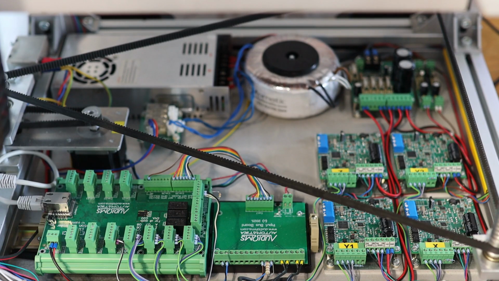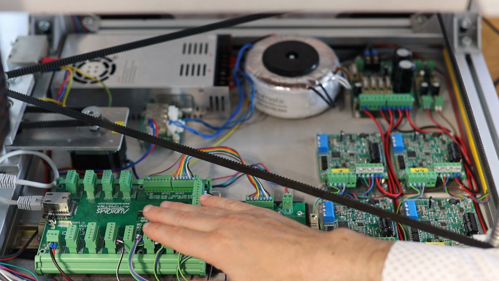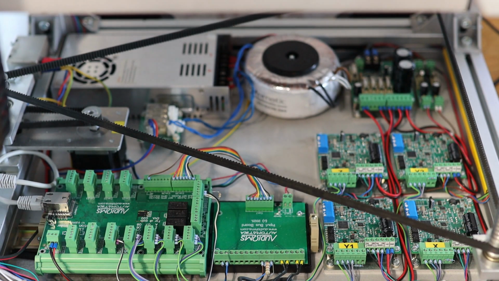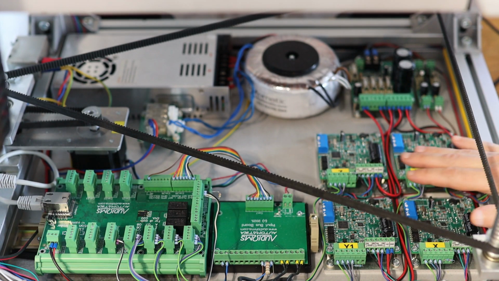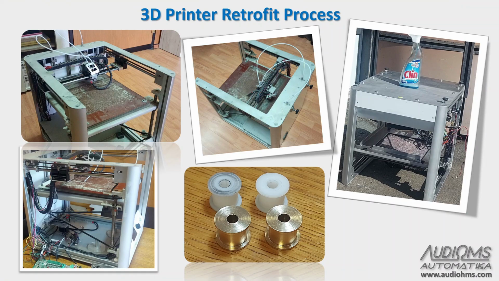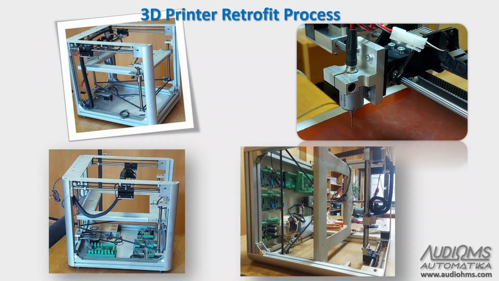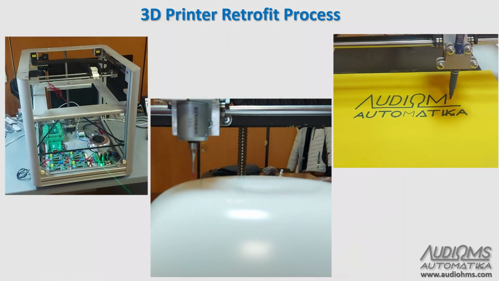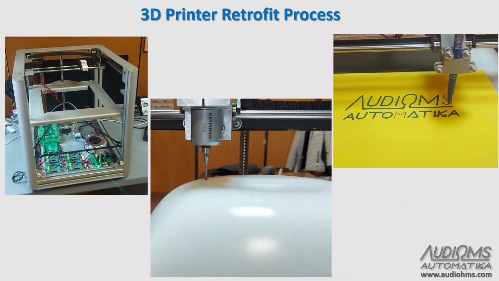The complete control electronics were replaced on the 3D printer. For control, we now use Audium's Automatica ETH MCI motion controller based on Ethernet communication with PC and 4 MST109 microstep drivers for stepper motors. More details about the process of retrofitting a 3D printer and transforming it into a multifunctional CNC machine will be presented in a separate video. Here you can see a bit of the atmosphere during the 3D printer retrofit process.